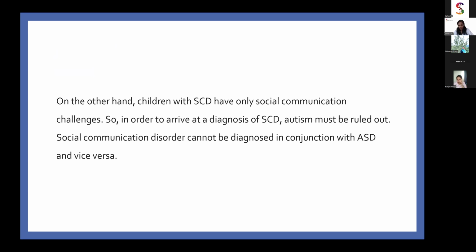In order to arrive at a diagnosis that the child has social communication disorder, it is very important that autism must be ruled out. It cannot be diagnosed in conjunction with autism, and vice versa. Basically, it cannot be diagnosed with any other existing developmental disorder.